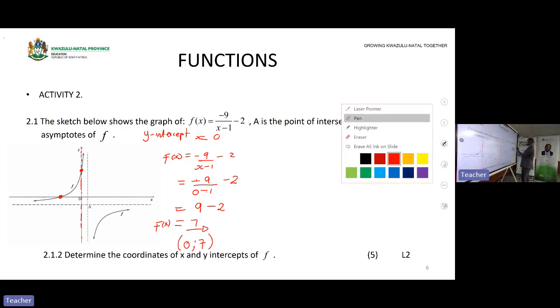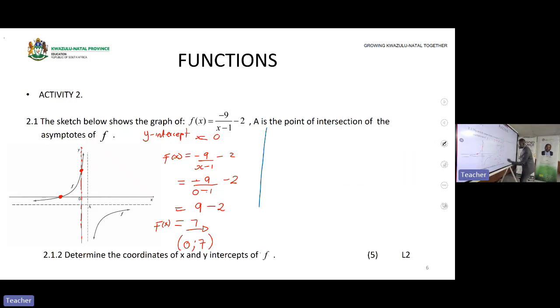We then need to calculate, as the question is asking us, the x-intercept.